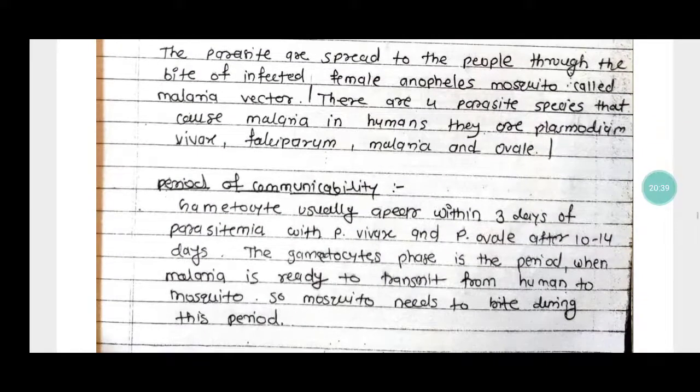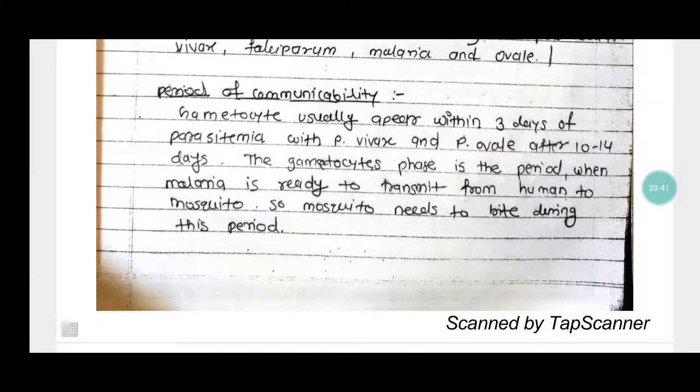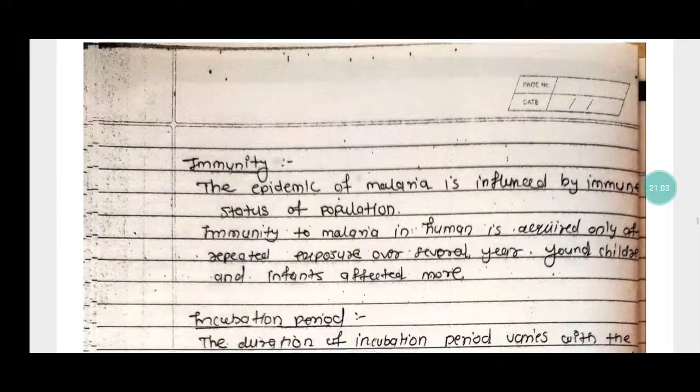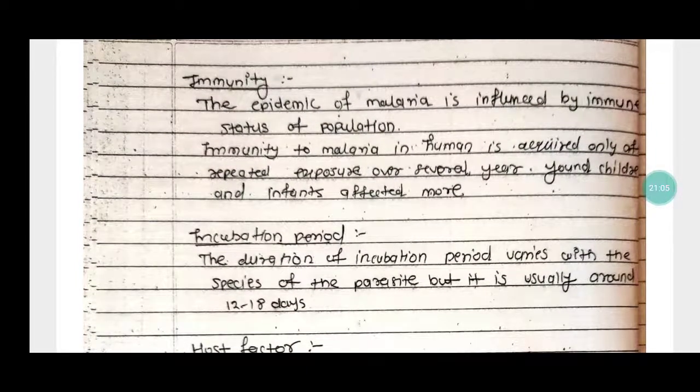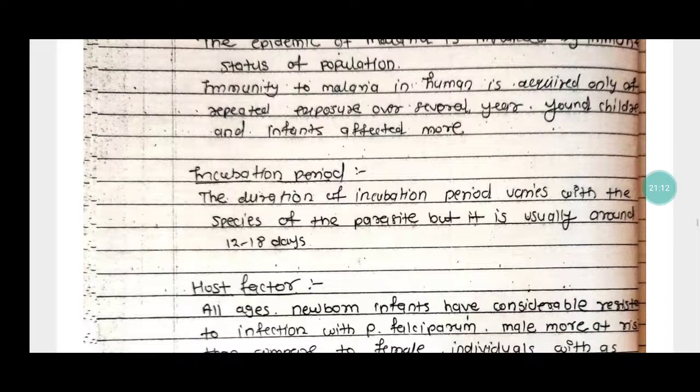The period of communicability: gametocytes usually appear within 3 days of infection with P. falciparum, and after 10 to 14 days with P. vivax and P. ovale. The gametocyte phase is the period when the malaria parasite is ready to transmit from human to mosquito, so the mosquito needs to bite during this period. The epidemic of malaria is influenced by the immune status of the population, where the incubation period is 12 to 18 days.